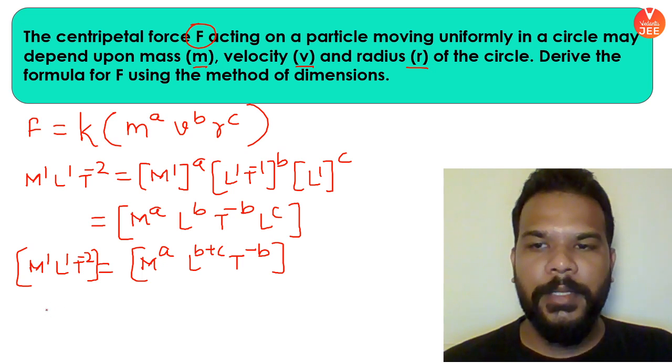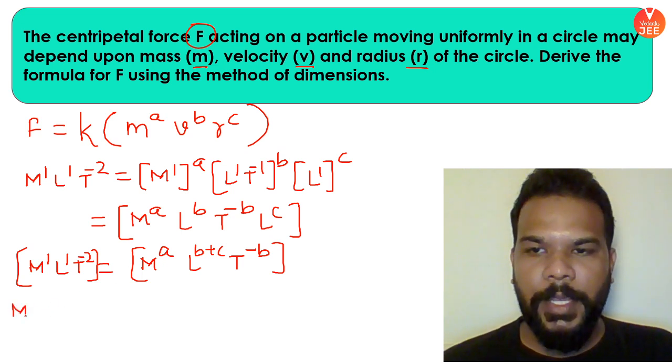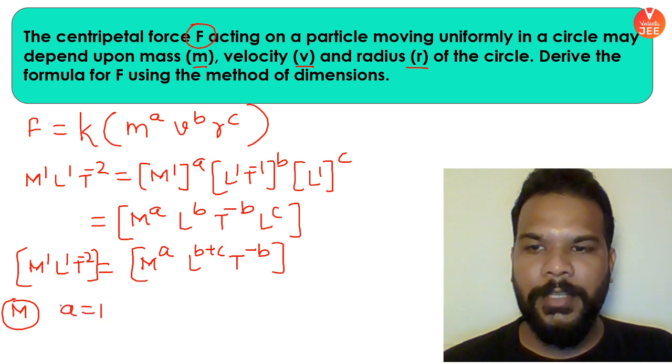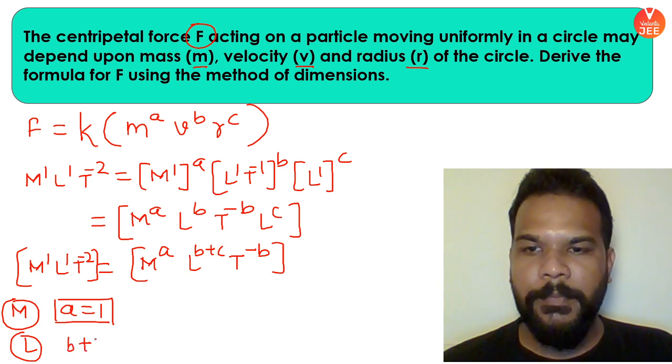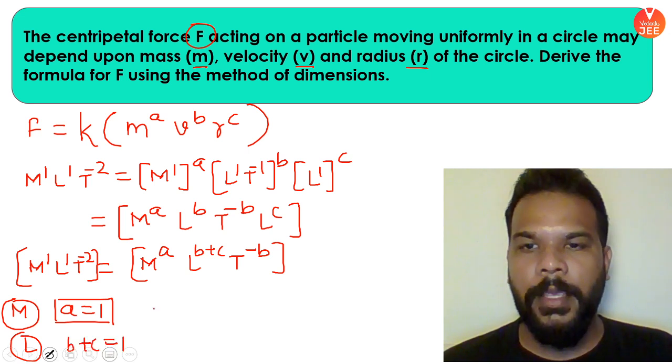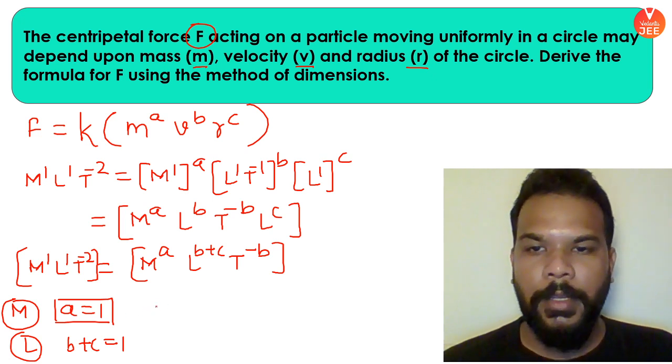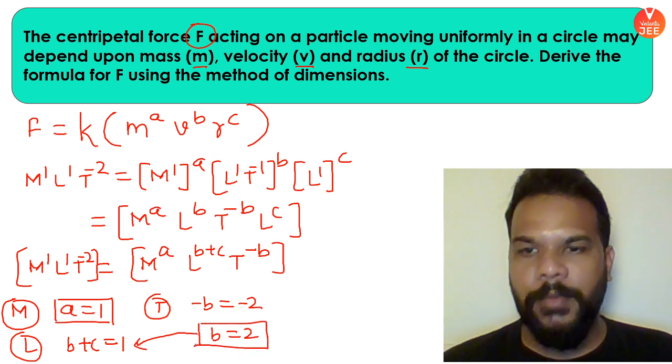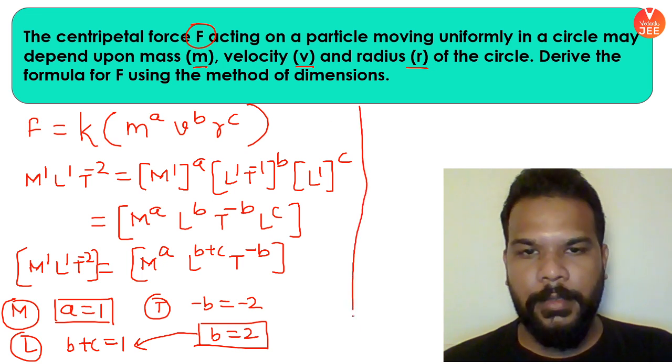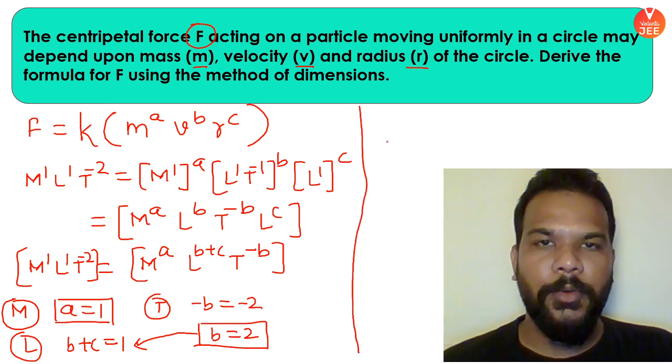On comparing the powers, if I compare the power of M, I get A value as 1 very easily. If I compare the power of L, I get B plus C as 1. Obviously, we still need to find either B or C to find the other one. And if I compare the power of T here, I get minus B as minus 2, which means B is equal to 2. So I'll put the value of B here, and then I get the value of C as well.